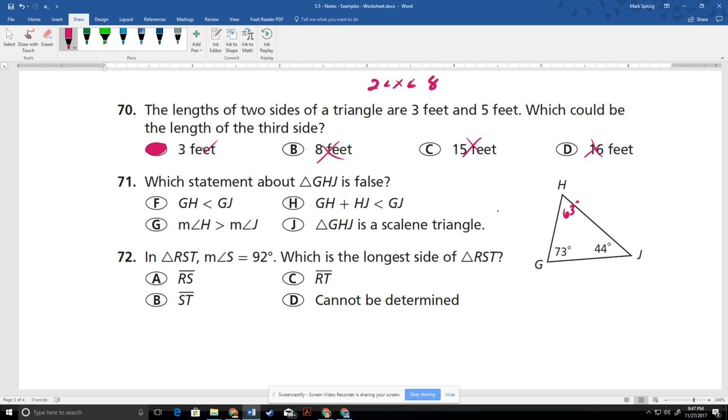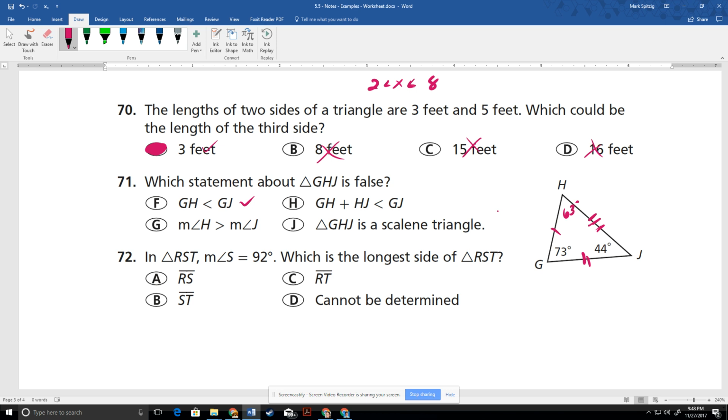So is GH, now what I'm going to do is I'm just going to mark them real quick. So this is smallest, so I'm going to make that the smallest side. And again, just because it has fewer congruency marks doesn't necessarily mean that it's smaller. But in this case, this is the way I'm marking it, just so I can tell quickly. Okay, so based on the medium, large side. Is GH less than GJ? That is true.